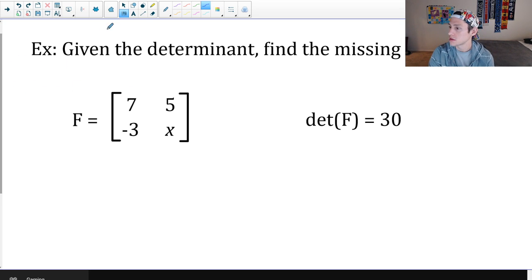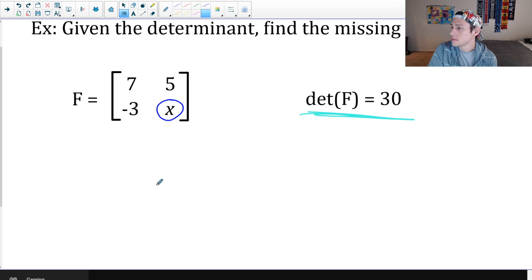Oh, wait, one more question, sorry. Given the determinant, find the missing entry. All right, so this is kind of working a little bit backwards. We're given this matrix F, except I don't know what this spot is. However, I do already know the determinant of F is 30. If I were to calculate it using the formula, I would need to do 7 times x, so 7x, minus 5 times negative 3. So minus negative 15, so that would be plus 15.